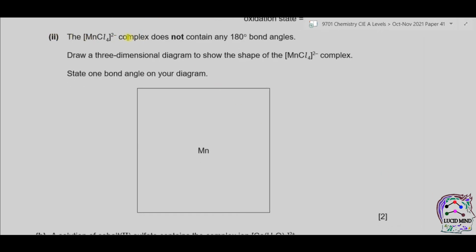Part 2, the MnCl4 complex does not contain any 180-degree bond angles. Draw a 3-dimensional diagram to show the shape of MnCl4 2- complex. State one bond angle on your diagram. In MnCl4 we have 4 ligands around the central metal atom Mn. So 4 ligands can be arranged in 2 ways, either it is square planar complex or it is tetrahedral complex. In square planar we have 180-degree angles, so therefore as it does not contain any 180-degree bond angle, it means it is tetrahedral.